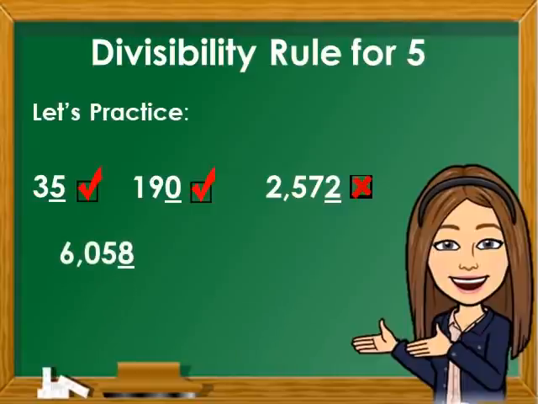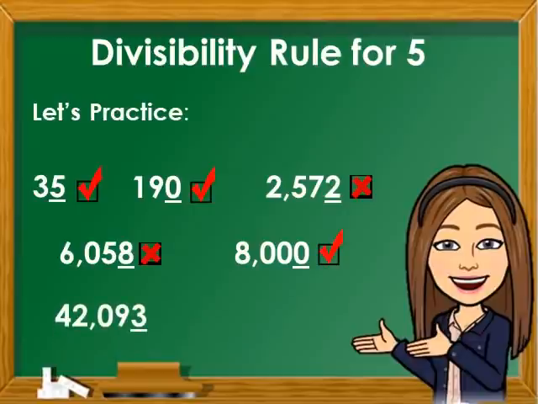6,058. The ones place or last digit of 6,058 is 8. So, 6,058 is not divisible by 5. 8,000. The ones place or last digit of 8,000 is 0. So, 8,000 is divisible by 5. 42,093. The ones place or last digit of 42,093 is 3. So, 42,093 is not divisible by 5.